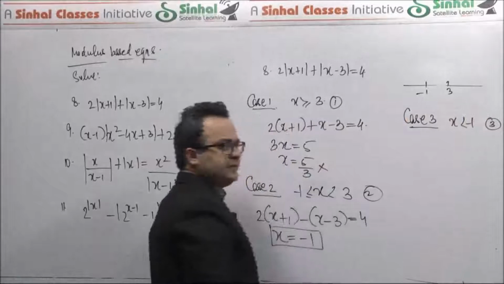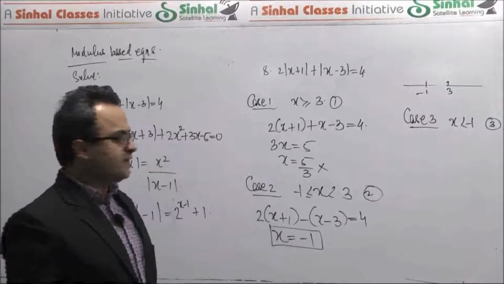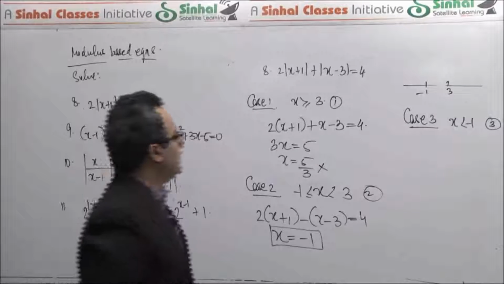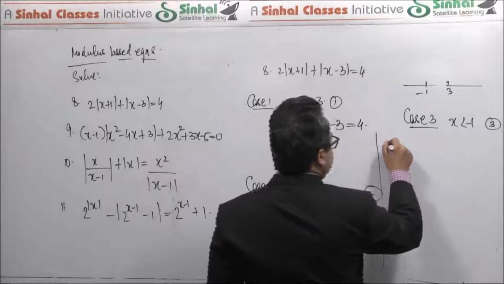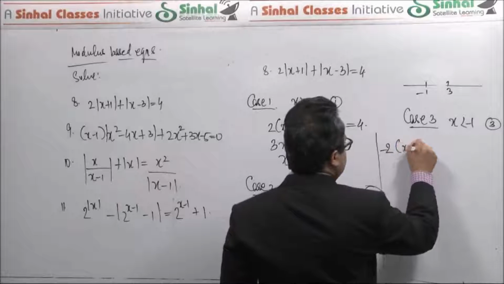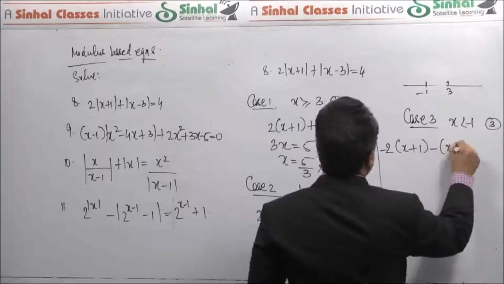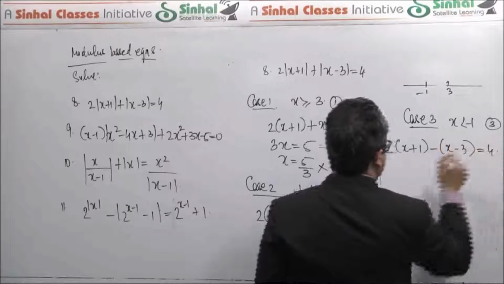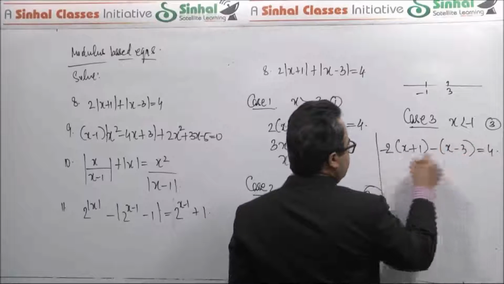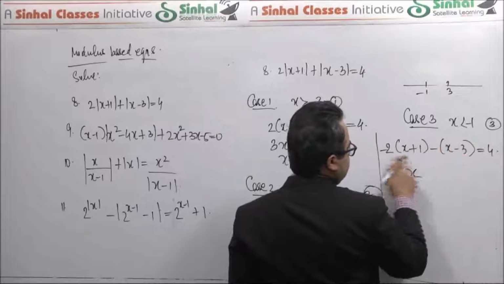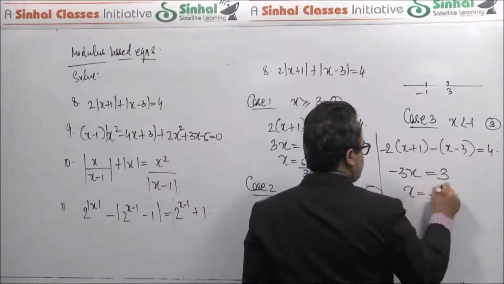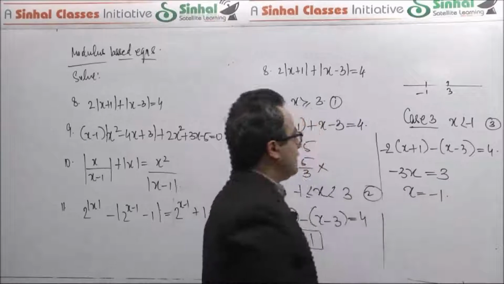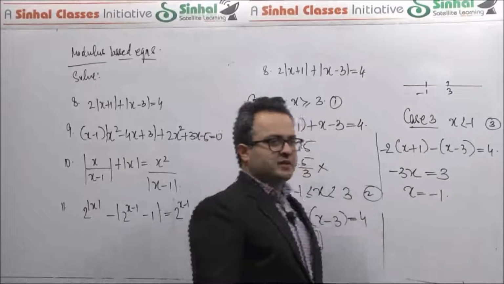My third case would be that I am considering those values of x which themselves are less than -1. So under this condition again, the first term becomes 2 minus of x plus 1 minus of x minus 3. So that will be minus 2x minus x minus 3x minus 2 plus 3 plus 1 equal to 3. So the third case again gives us x equal to -1.